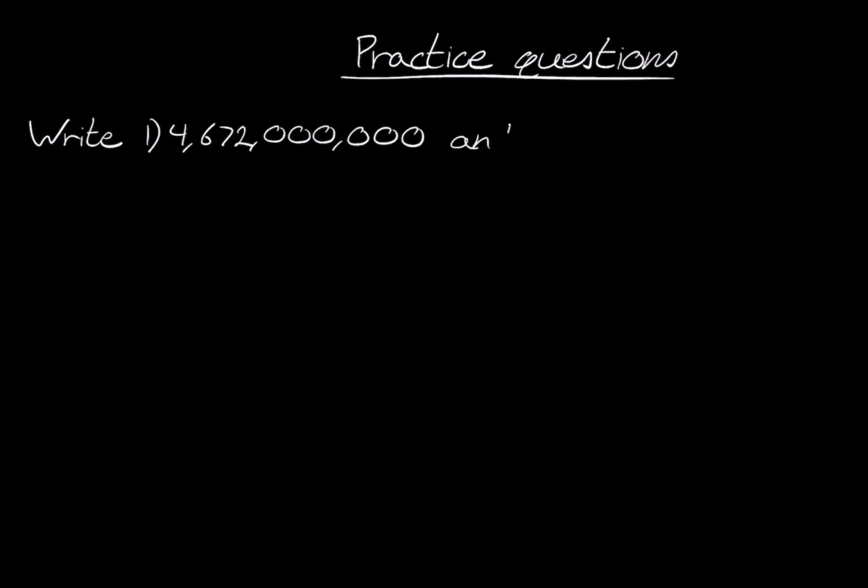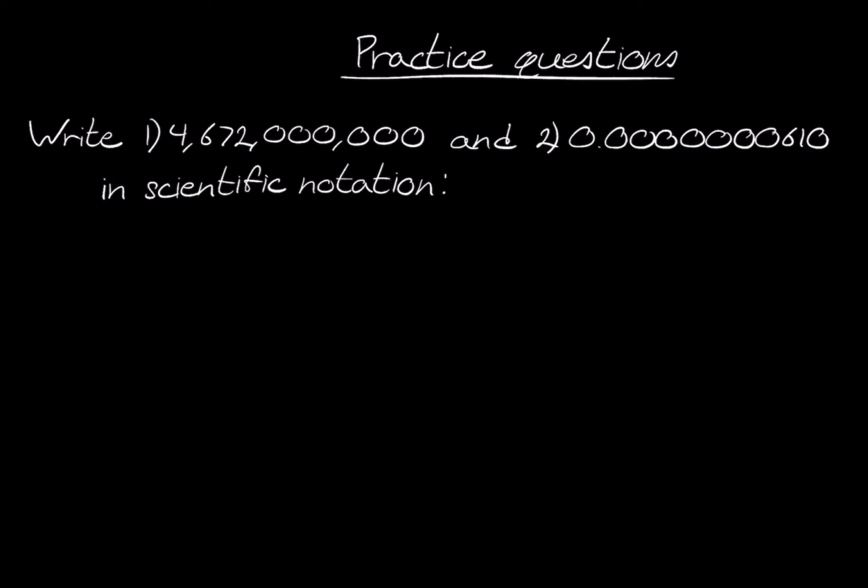Here are a couple of practice questions. Write 4,672,000,000 and 0.000000610 in scientific notation. I recommend you pause the video and try to do it on your own, and then come back and see how well you did.